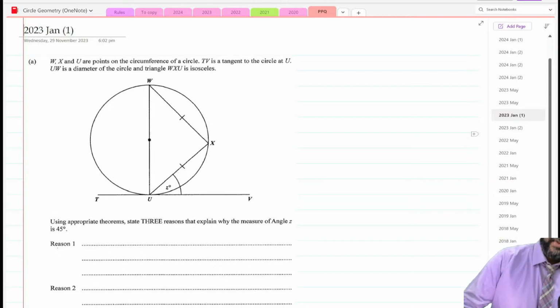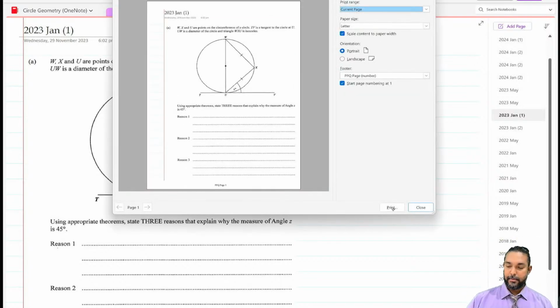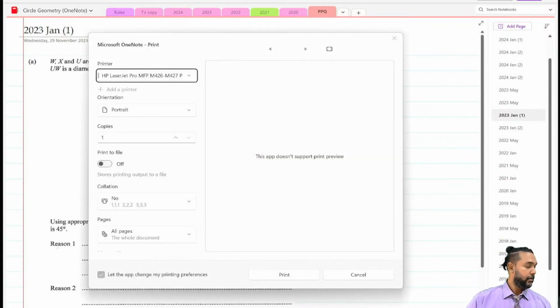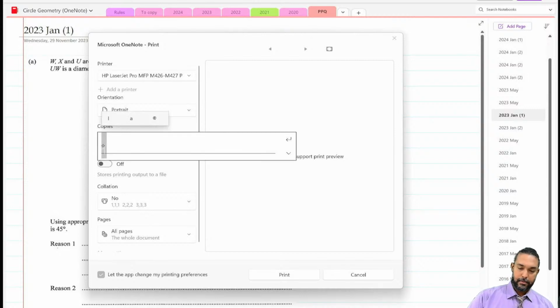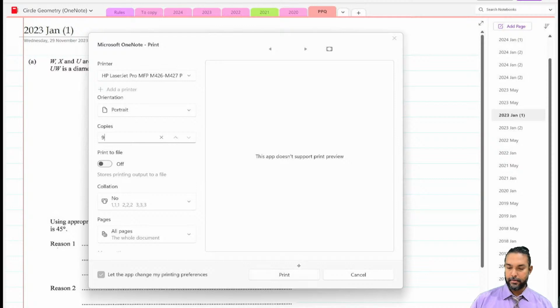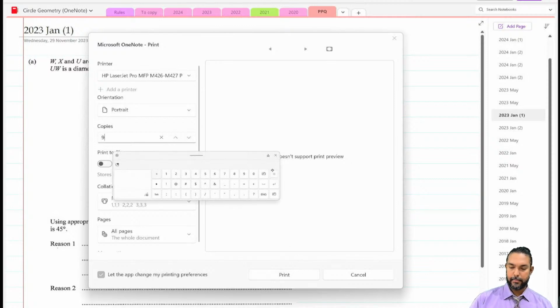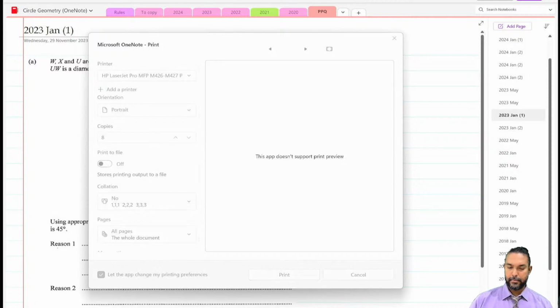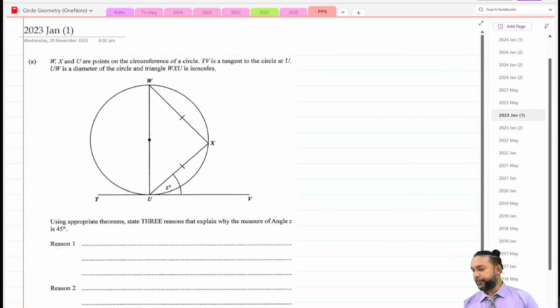So when you put one to print, all right, let's see if that works this time.